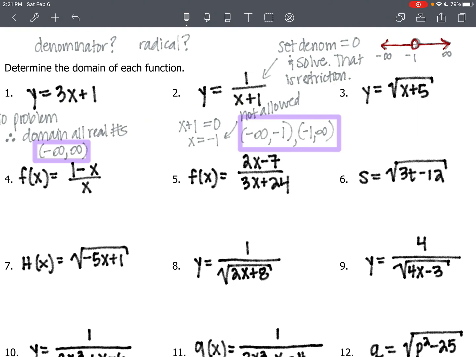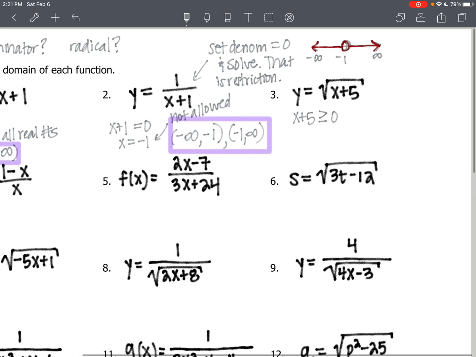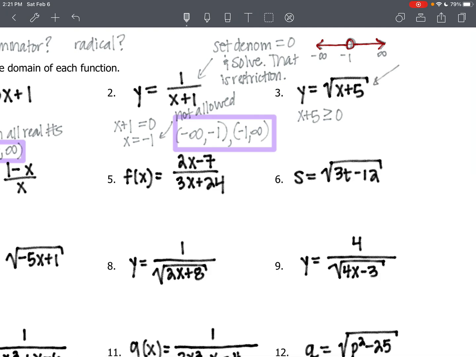Okay, y equals the square root of x plus 5. That's a radical. We want that radicand to be 0 or greater. So x plus 5 has to be greater than or equal to 0. On a radical with an even index, or even root radical, you're going to take the radicand greater than or equal to 0. And that will be your domain.